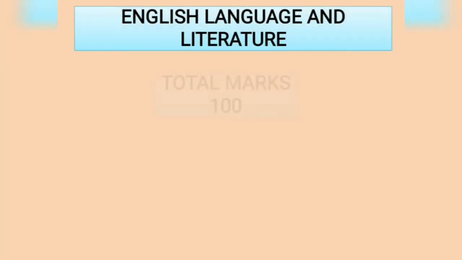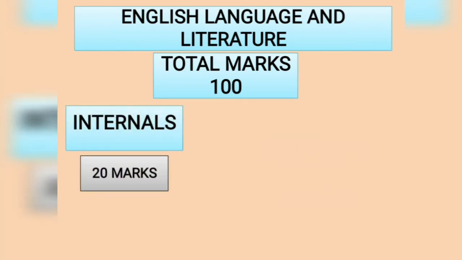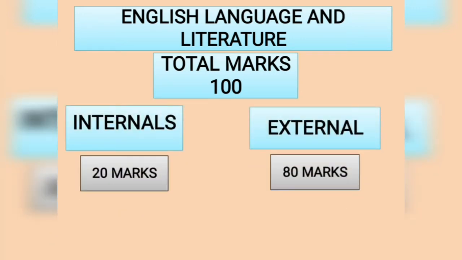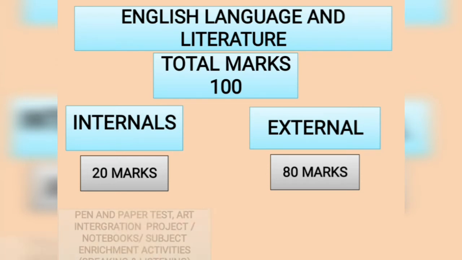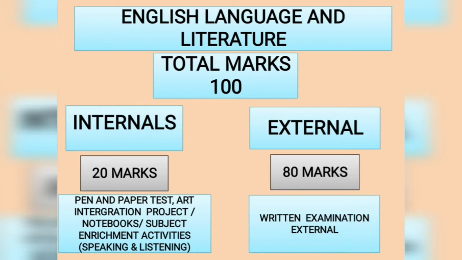Let us look at the distribution of 100 marks. The 100 marks are distributed into internals 20 marks and externals 80 marks. In internals, you will be given marks for your pen and paper test, art integration project, notebooks, and subject enrichment activities like speaking and listening.